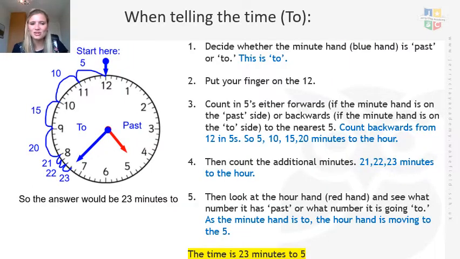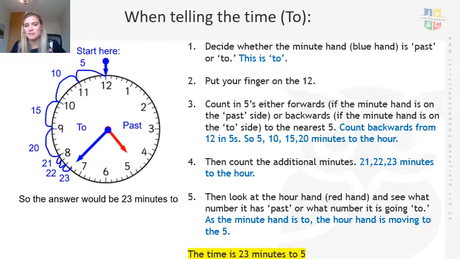Okay, so when we start to look at the 2, this is where obviously it does still get a little bit trickier, because we need to know how many minutes to the hour it is. So again, just as we did before, look to see where your minute hand is. Is it on the past or the to side? Then once you have done that, we can see this is on the to side. So again, we're going to start off at the 12 like we've just done, and we're going to count backwards, because remember, we want to know how many minutes to the hour.